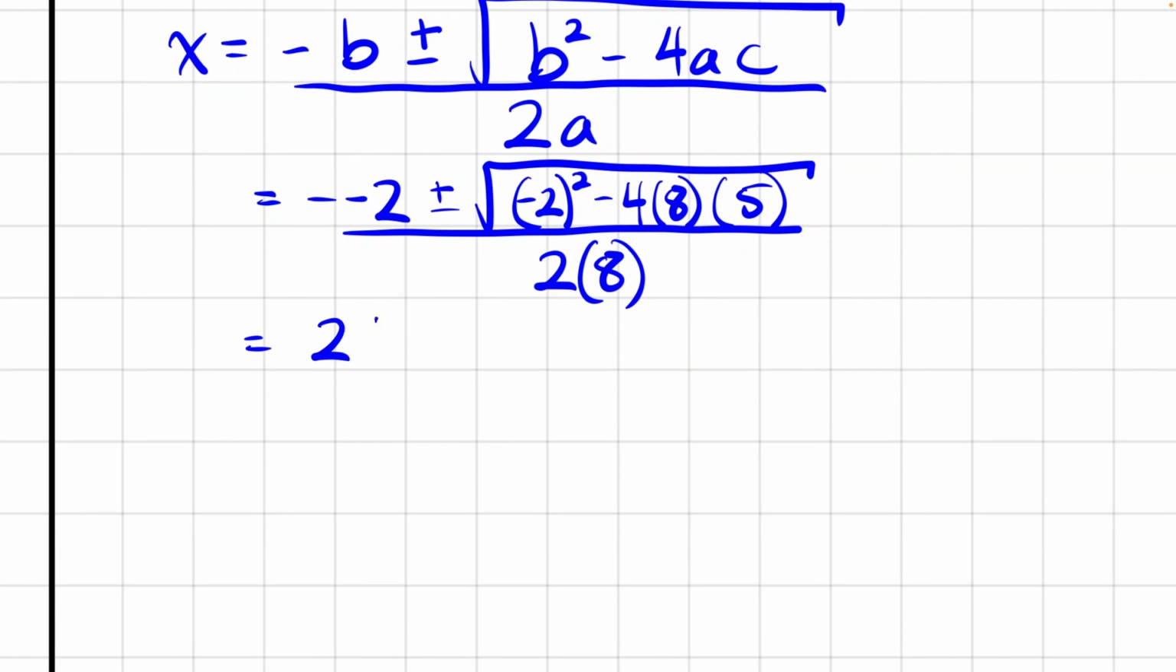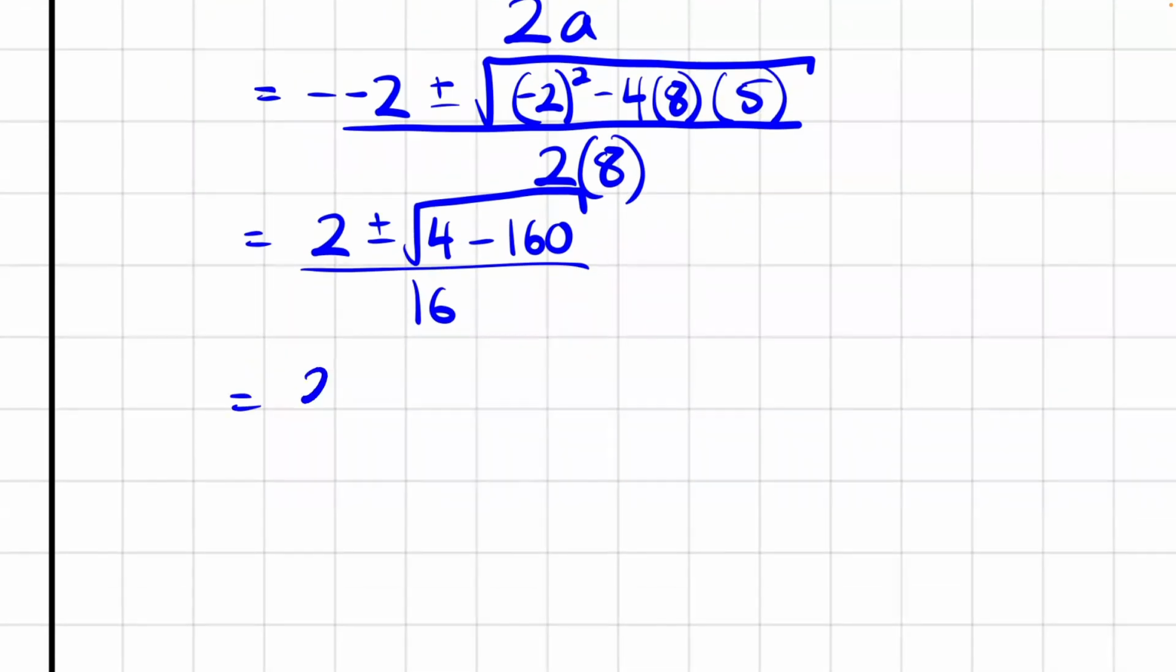And then we just got to simplify it. Let's do 8 times 5 is 40, times 4 is 160. There we go. That's all in a square root. The bottom here is 16.